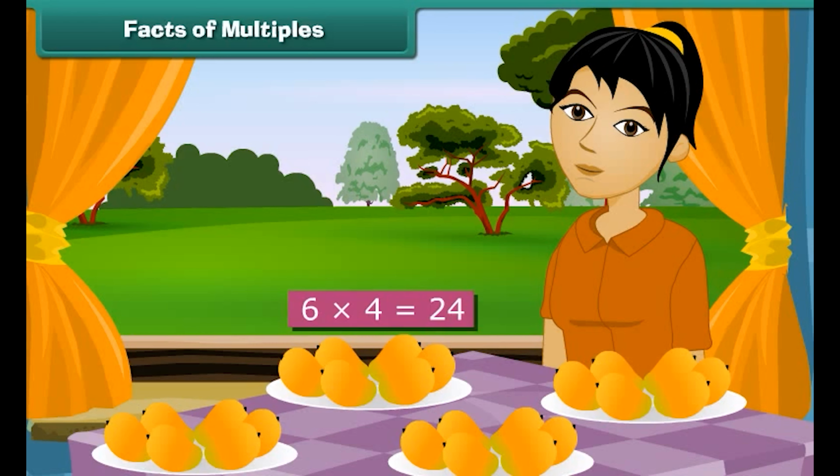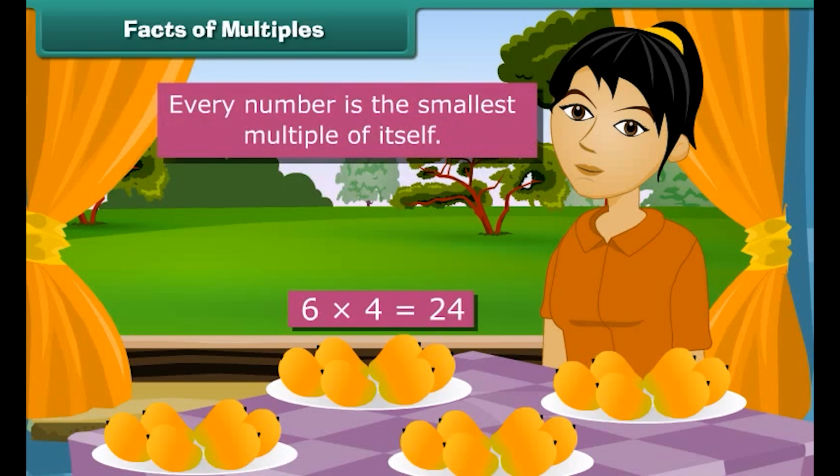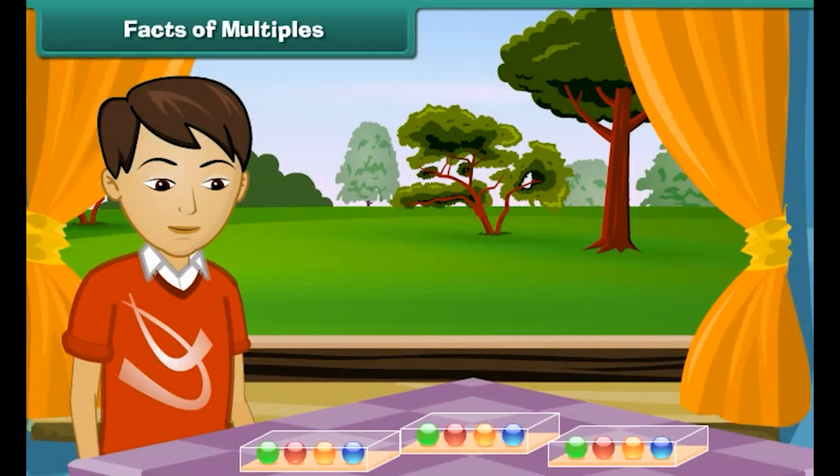It is clear from these figures that every number is the smallest multiple of itself. Ved buys yet another box of 4 marbles. The total number of marbles is 4 multiplied by 3 is equal to 12.